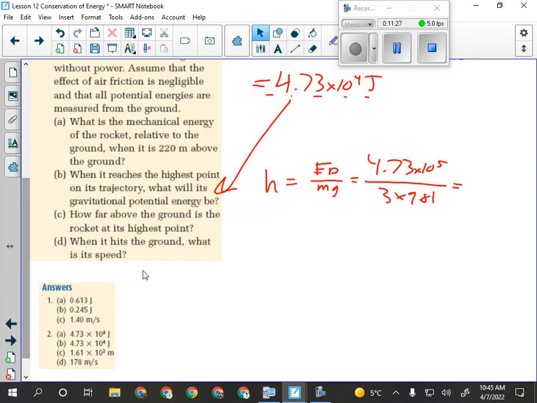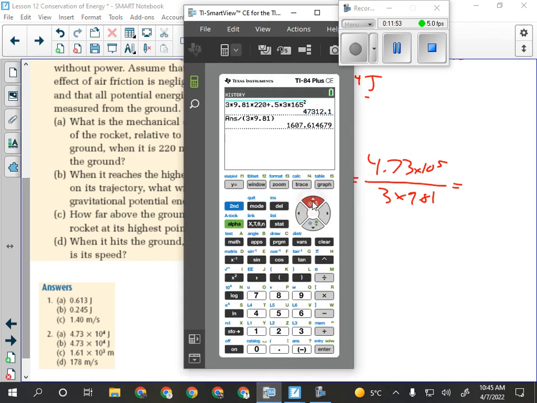Okay, when it hits the ground, what is its speed? When it hits the ground, all of its energy will be kinetic. Can I use that number again? I can. Now it's going to be my kinetic energy, and I'm simply going to manipulate for v. VF will equal EK, which is my recycled number, divided by 1/2 of m, square rooted. So we take our 4.73 times 10 to the 5 and divide that by 1.5.